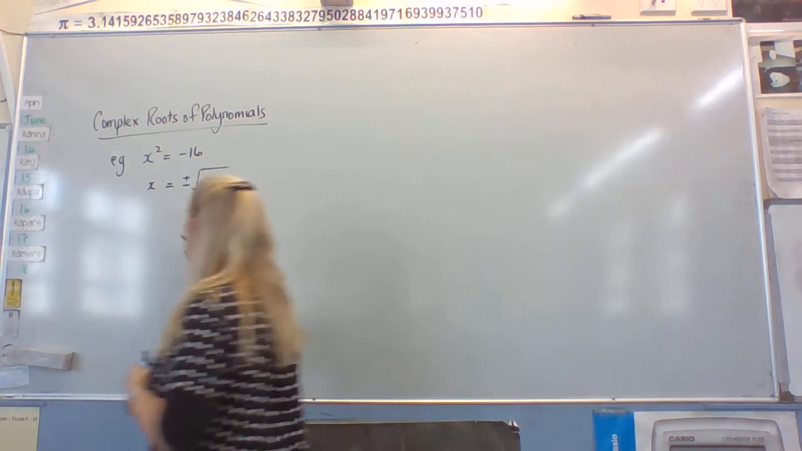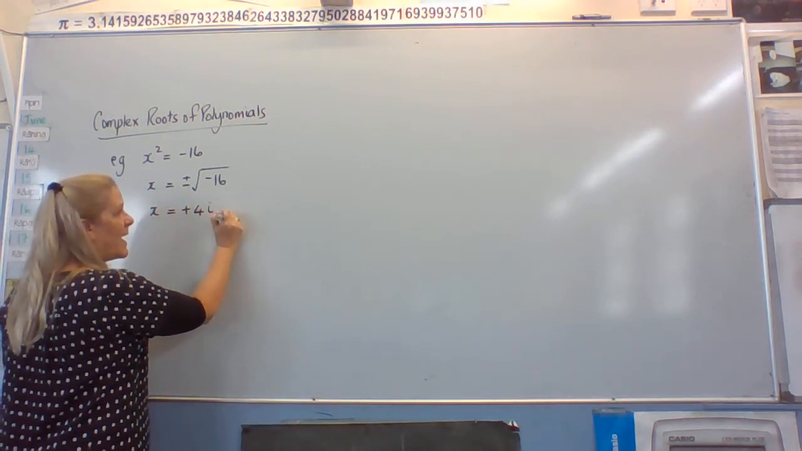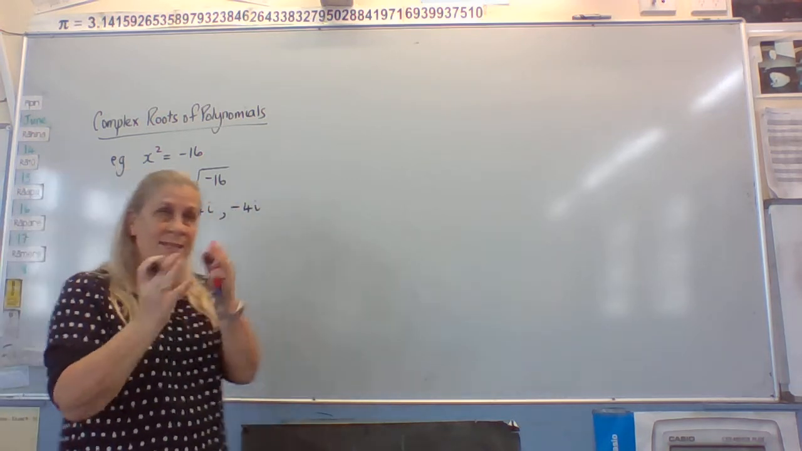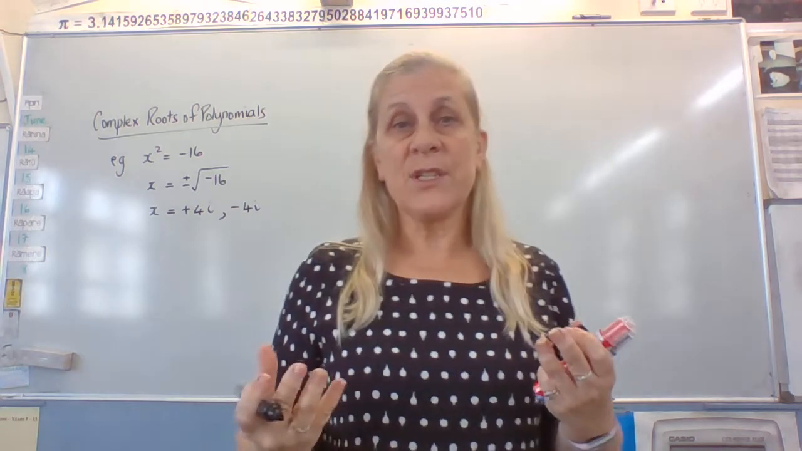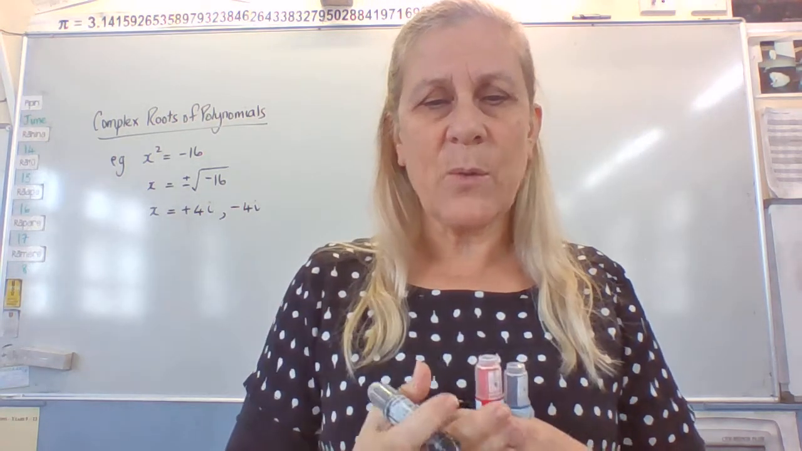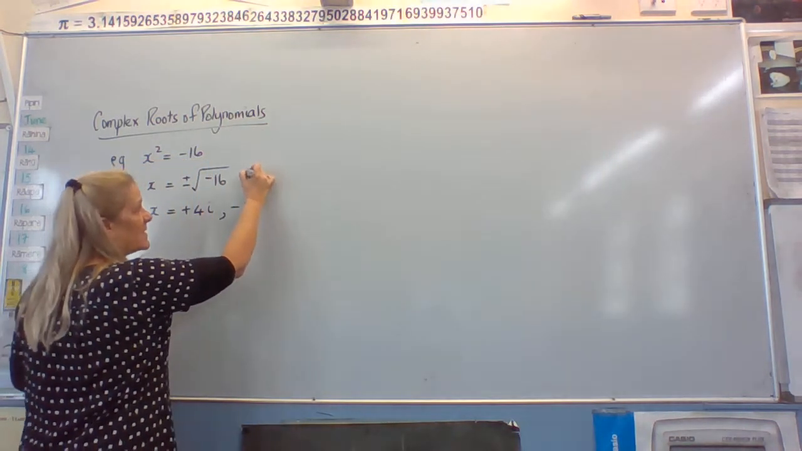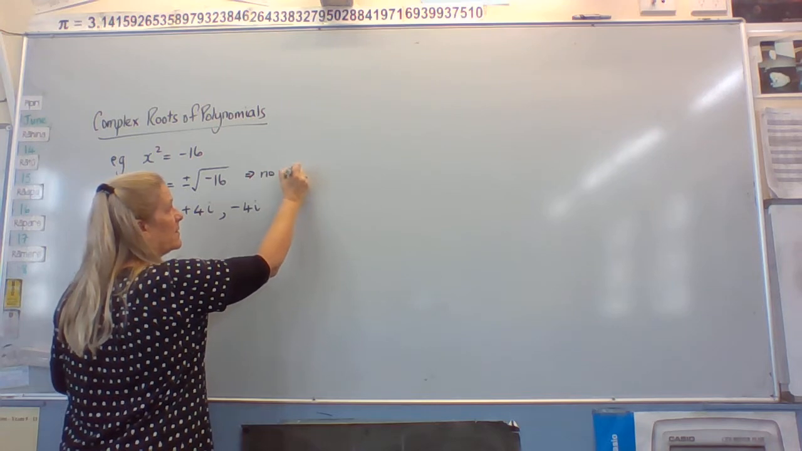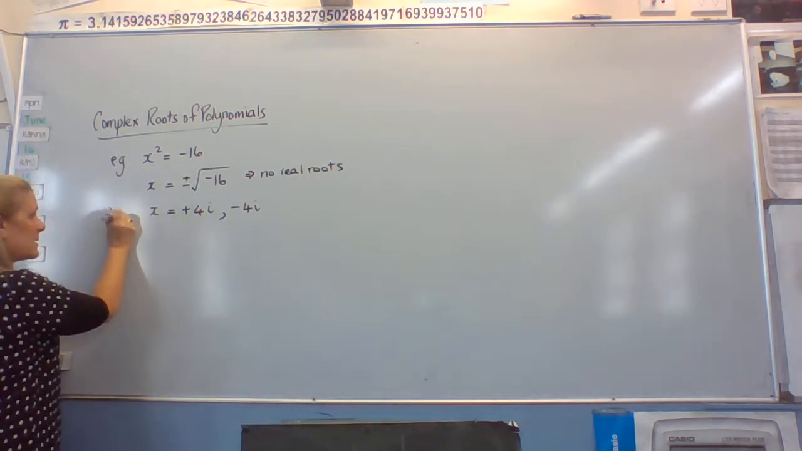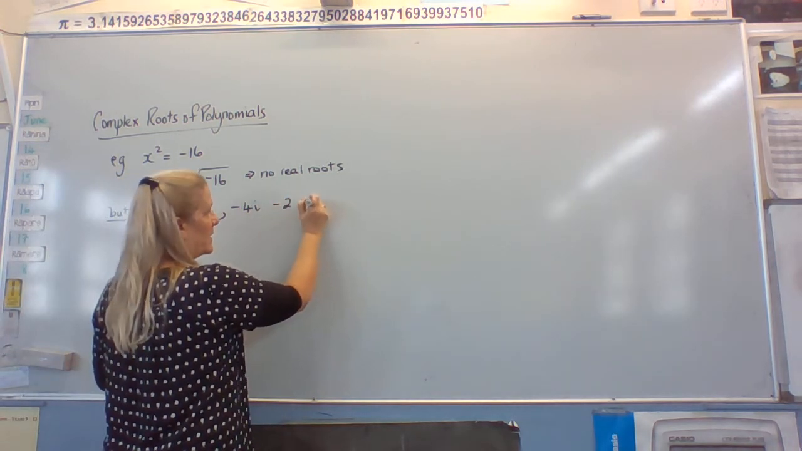And what are those complex roots? They are plus 4i and minus 4i. So we've taken that square root of 16 and turned it into 4i. This tells us that we can have two complex roots. So this indicates no real roots, but we can have two complex roots.